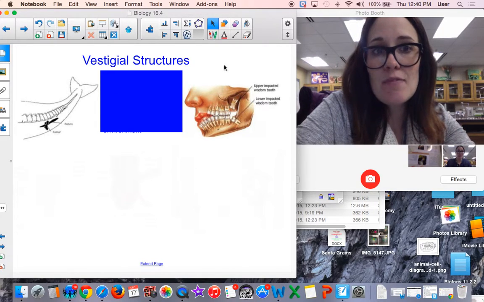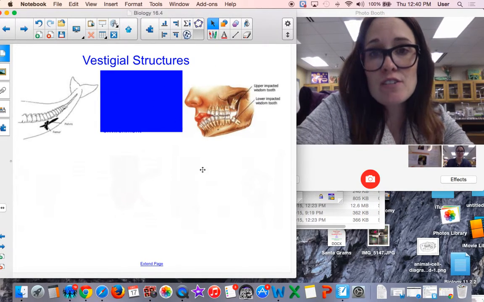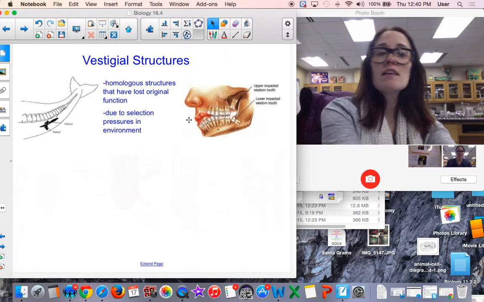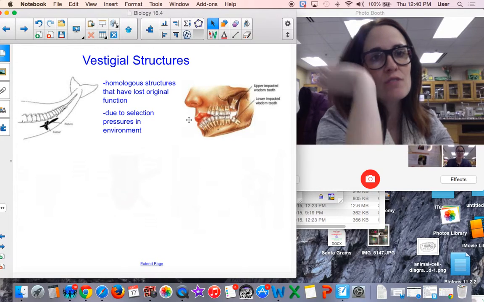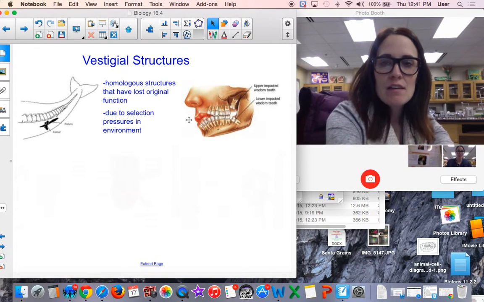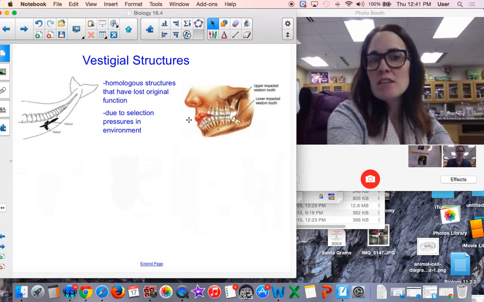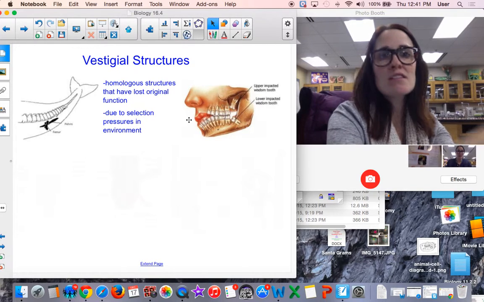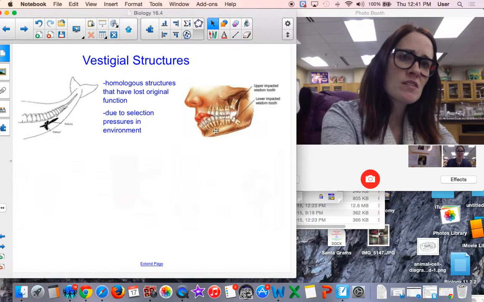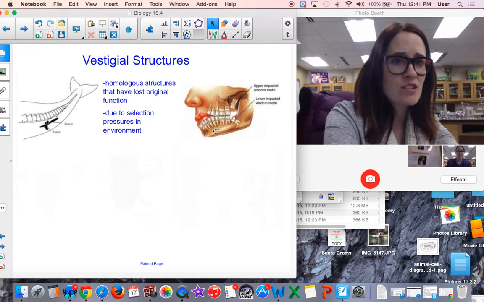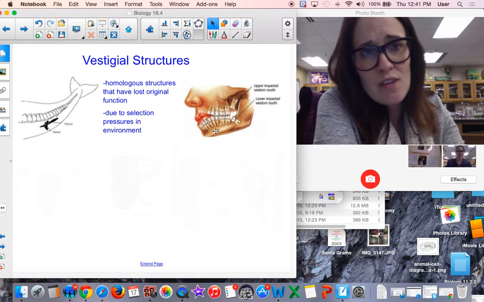The last type of anatomical evidence is vestigial structures. These are homologous structures that have lost their original function for whatever reason, due to some kind of selection pressure in the environment that doesn't favor that feature anymore. For example, wisdom teeth in humans are thought to be a vestigial structure because most of us have to get them extracted and we don't use them.